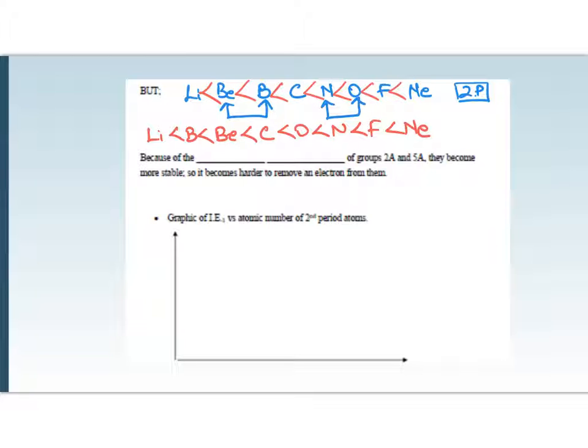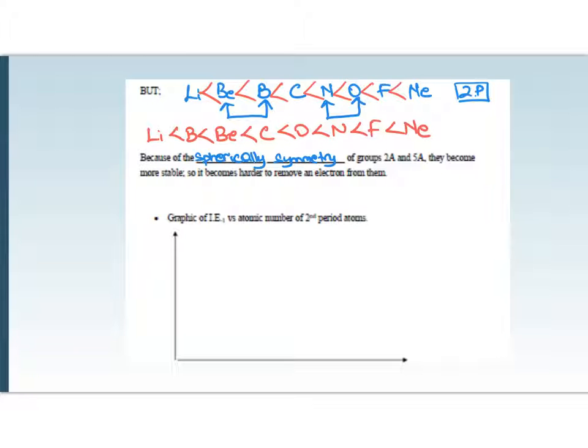Now the reason is the spherical symmetry that is shown by groups 2A and 5A. Now remember, symmetry gives an atom a little bit of stability, not as much as the noble gases, but really high stability. So this means that you need more energy to remove an electron from them. So when you order the elements in the same period according to ionization energies, please be careful with the changing places of 2A and 3A and 5A and 6A.